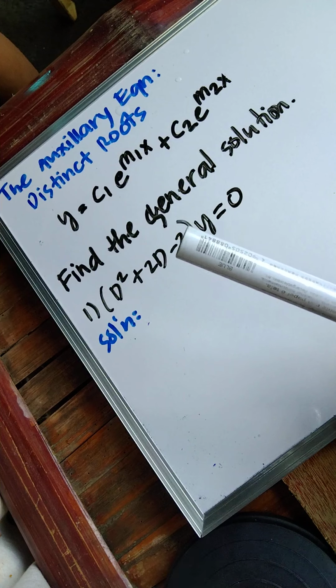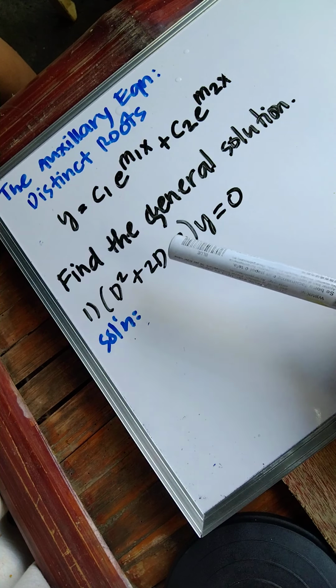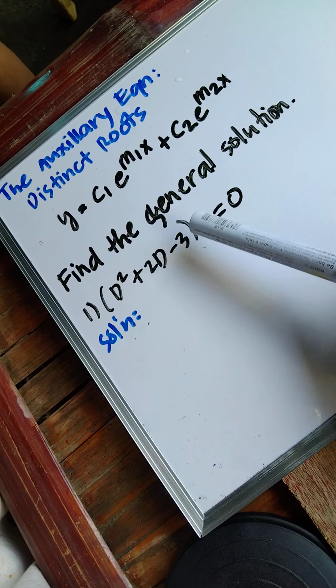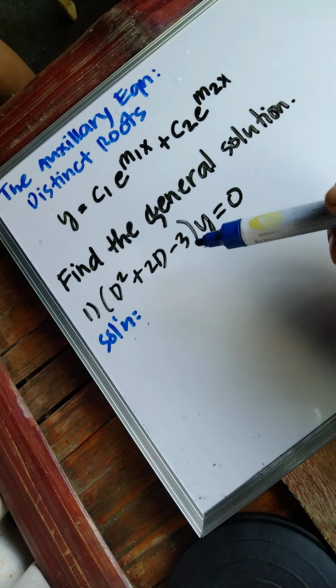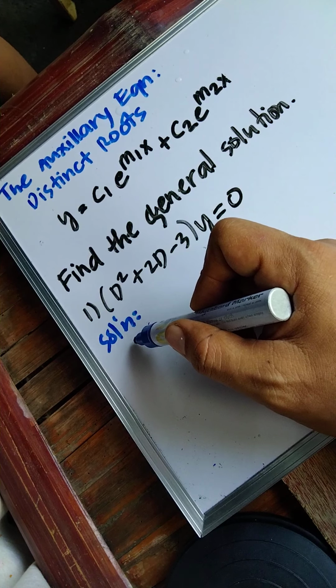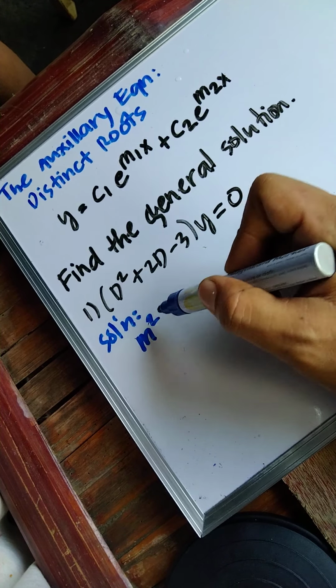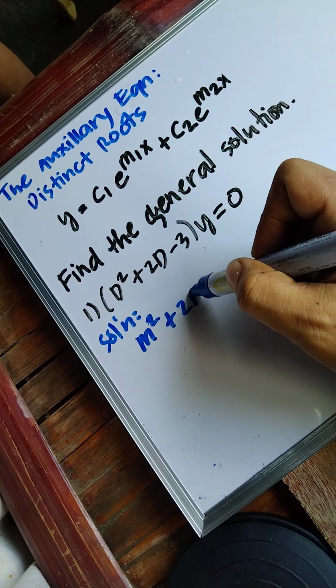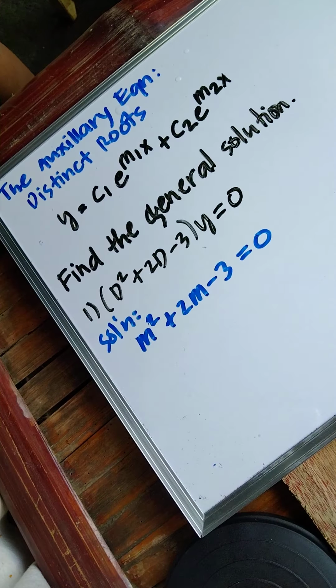Now, suppose you are asked to find the general solution of this. You are given D squared plus 2D minus 3 of y is equal to 0. Again, to solve this, first we need to write this in its auxiliary equation. You just simply replace D by m. So m squared plus 2m minus 3 is equal to 0.